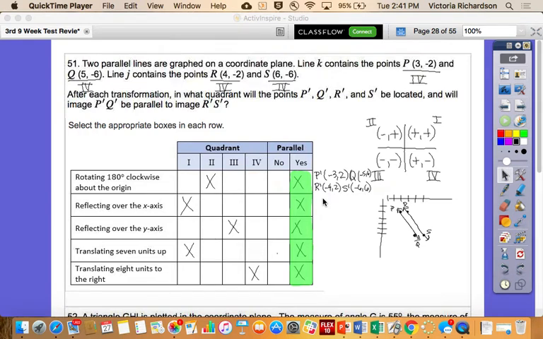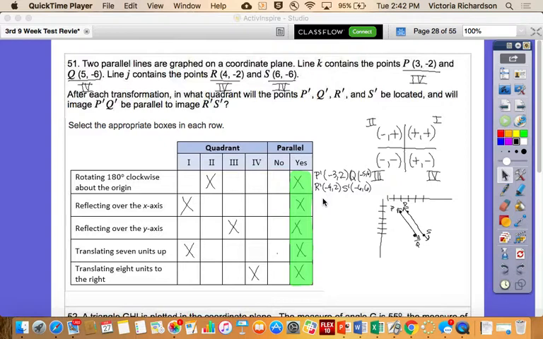Today we're going to go from number 51 all the way through number 75. So number 51 says, two parallel lines are graphed on a coordinate plane. Line K contains the points (3, -2) and (5, -6). And line J contains the points (4, -2) and (6, -6).